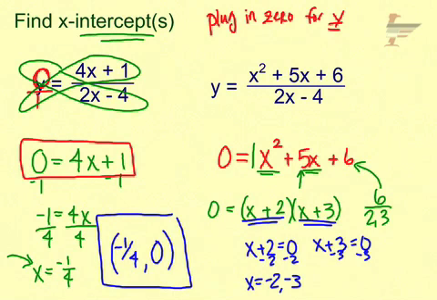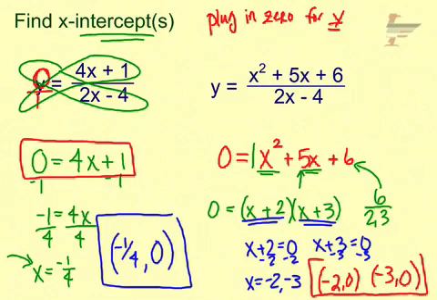Again, though, we want to be accurate in our notation. Math is a very accurate thing. Since these are x-intercepts we're finding, the first one is negative 2, 0, and the second one is negative 3, 0. I wouldn't want you to get marked off for having the wrong notation, so make sure you leave your intercepts as points.